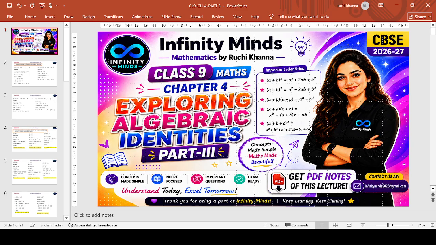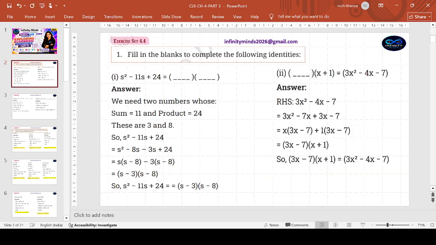Today we shall be doing class 9 Ganita Manjari's chapter number 4, Exploring Algebraic Identities, third part. Okay, so without wasting time, let us proceed. We will now begin with the fourth exercise. Till the third exercise, the videos are already uploaded, so you can go through them. Let's start with the first question.